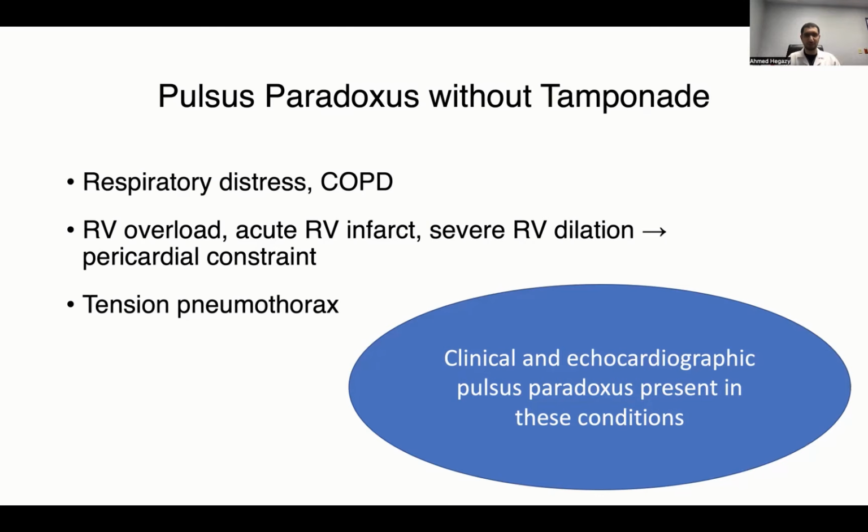You can also sometimes get significant pericardial constraint with a tension pneumothorax, in which case you will also see pulsus paradoxus without tamponade. And when I say pulsus paradoxus, I'm talking about clinical pulsus paradoxus and echocardiographic pulsus paradoxus, the exaggerated mitral E wave variation and the tricuspid E wave variation. We call that the echocardiographic pulsus paradoxus.